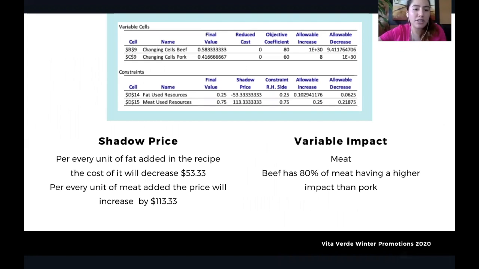Now, if we see the shadow price, if we add a unit of fat in the recipe, the cost will decrease 53.33 pesos, and per every unit of meat added, the price will increase 113.33. And the variable that has a bigger impact in the cost is the beef, because it has 80% of it.